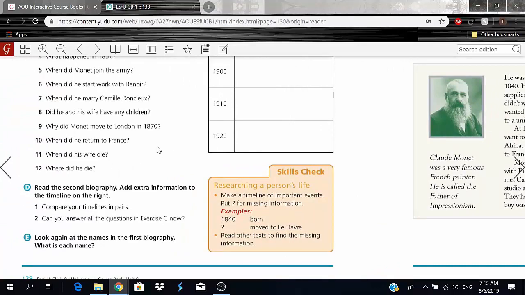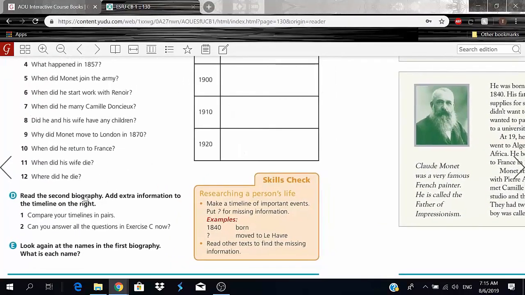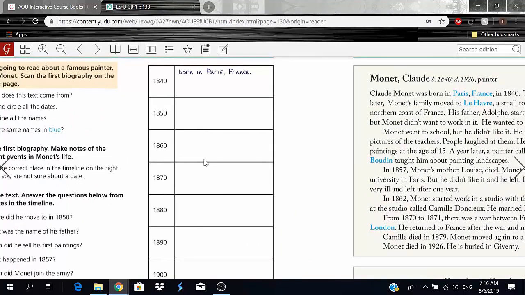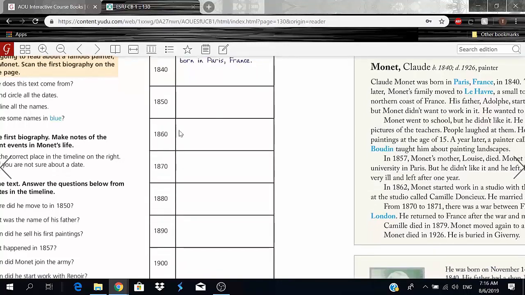Okay? Now, after reading the second biography, already did that, add extra information to the timeline on the right. Okay, so we're gonna start the timeline from scratch, you guys. So 1850, we're gonna write moved to Le Havre, okay? And then we have 1860, and in 1860, he actually left the army. I'm using my notes as well, you guys, okay? So you guys should be able to pause this and answer it from your own notes, okay?